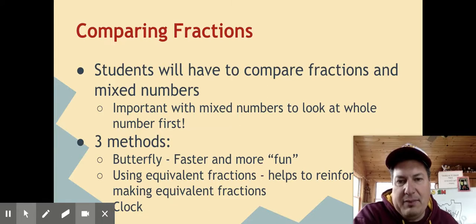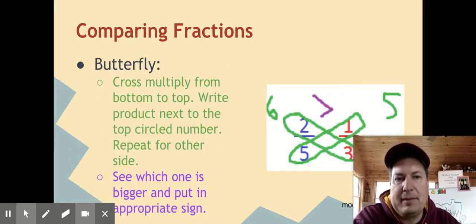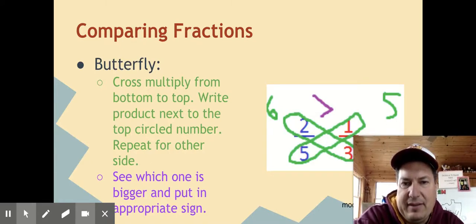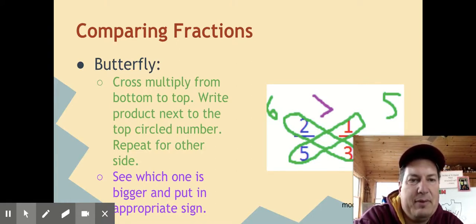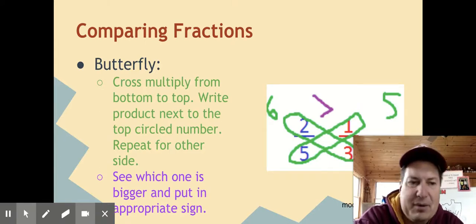There's the butterfly method, which kids, once they learn it, they like it. Using equivalents and then talking about clock fractions. The butterfly method. So you have 2/5 and 1/3. Well, you start at the bottom, start with the denominators. 5 times 1 is 5, and you can see where they wrote the 5. 3 times 2 is 6. Well, whichever number is larger, that's going to be the larger fraction.